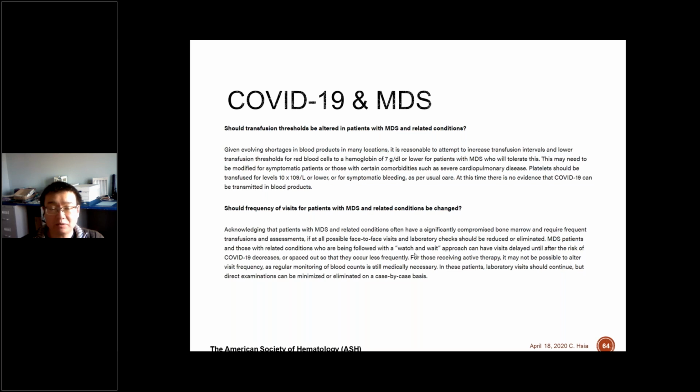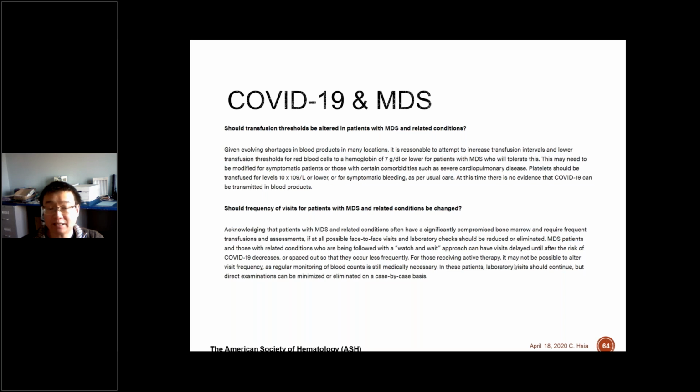And so we do have patients with MDS. Like we said, there's so many types of MDS, but also how patients behave is that some patients are not treated with anything. They're just being monitored, a watch and wait approach. So those individuals, it can be delayed. Or for those who can't, it could be spaced out so that they can occur less frequently.